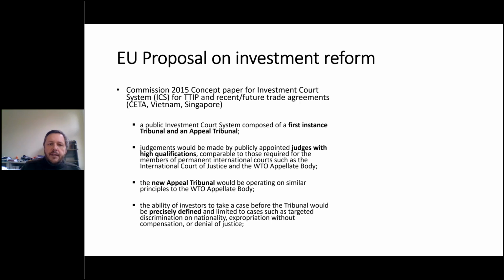They stipulate that the judges appointed in this tribunal and appeal tribunal have high qualifications, and that's actually very much mimicking the system of the WTO. And of course, as we discussed when we discussed the WTO system itself, it is also under attack, but less for issues related to the judges.